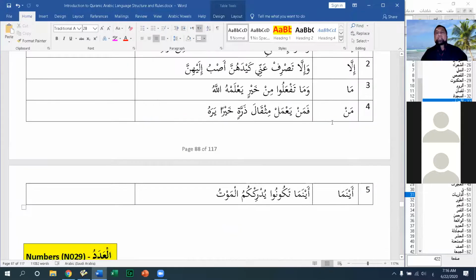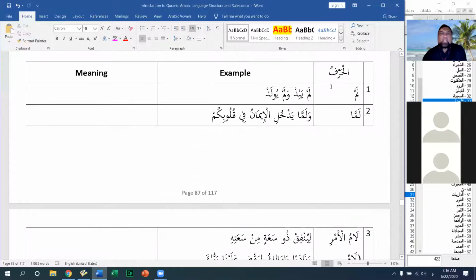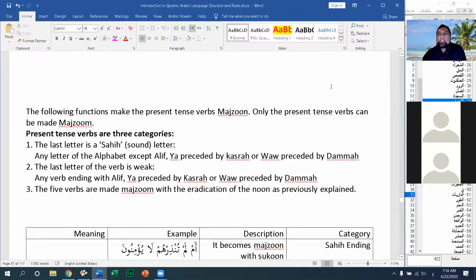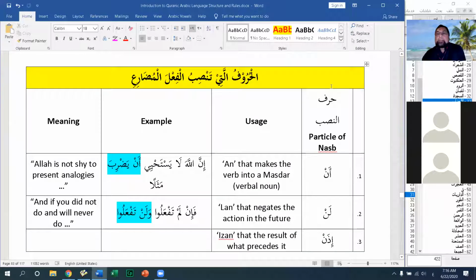The huruf that make 2 verbs, or the words, I shouldn't say huruf, the words, because some of them are asma. The words that make 2 verbs majzum are all conditional sentences. And I'll explain that when we come. So these are examples. Let's go ahead and start from the very top. We'll go through as much as we can of this, and then finish off next time, inshallah.